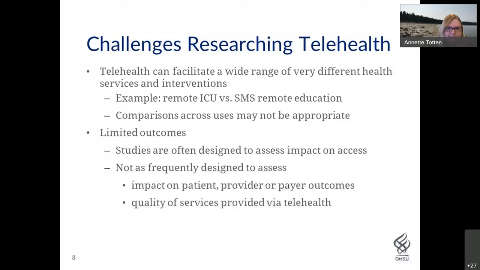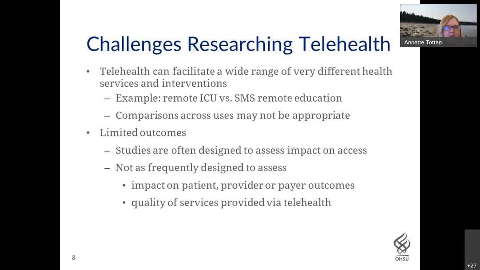So basically, and this has come up with several speakers, one of the challenges is that telehealth is not a single thing. And even though we've narrowed it to provider telehealth, it's a very wide range from very intensive technologies like remote ICUs to text messages to provide education and support to providers in rural areas. And so it's sometimes hard to conceptualize a research agenda for such a wide range of interventions, and comparisons across the uses might not be appropriate. So that's something to think about.